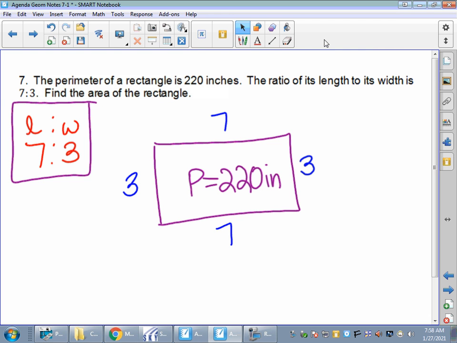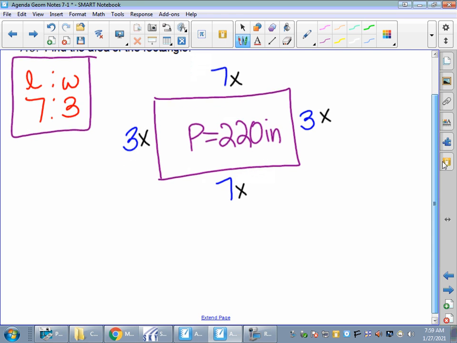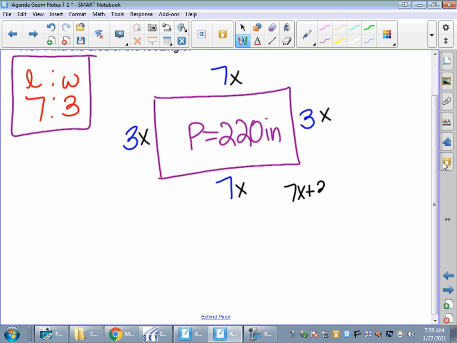So now I'm going to do exactly the same thing. If I added those guys up, 7, 7, 3, 3, it would not add up to 220, right? So I'm going to put my x's on here because I know that a ratio is simplified. That's the rule. So now I can easily do perimeter is the sum of the sides. 7x plus 3x plus 7x plus 3x is equal to 220. You probably did that a lot shorter than I did, maybe said 14x plus 6x or something like that. But I believe that's going to come out to 20x equals 220.